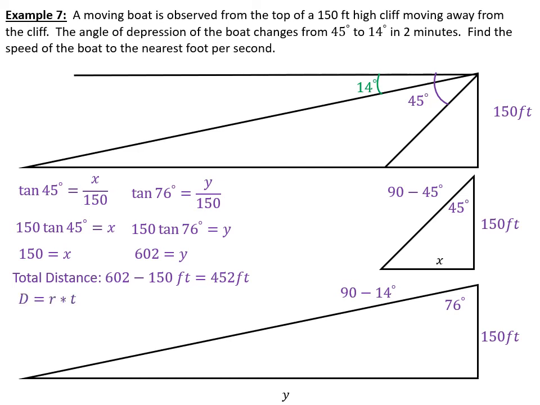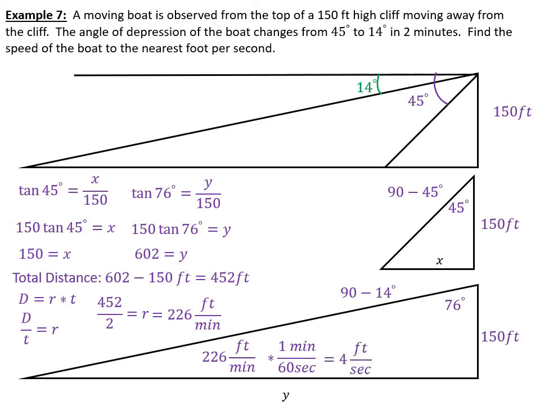So distance is rate times time. I've got the distance and I've got the time. So divide distance by time and that will give us the rate. So 452 divided by 2 gives us 226 feet per minute. Turn that into seconds. Well, there's 226 feet per minute. That's times 1 minute over 60 seconds, so the minutes cancel and we'll get feet per second. And that's about 4 feet per second is how fast the boat is moving.